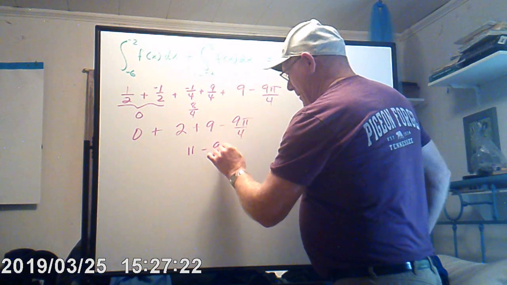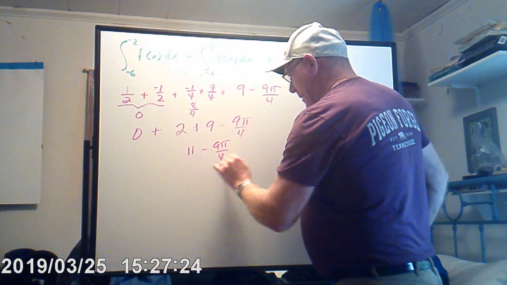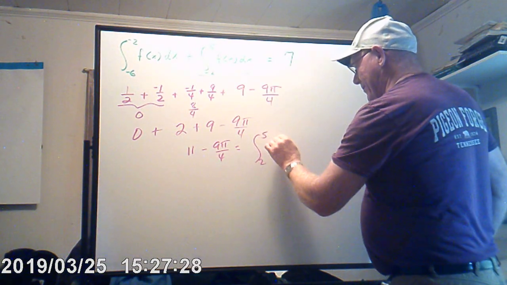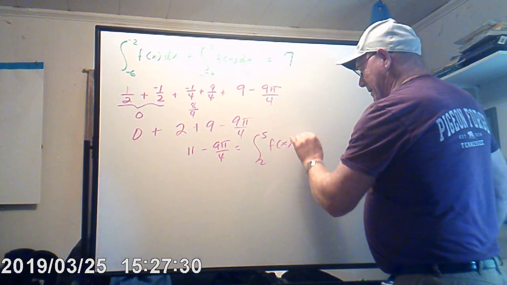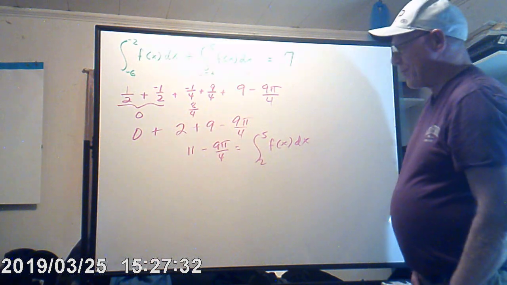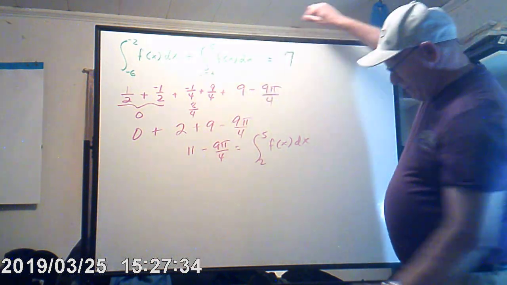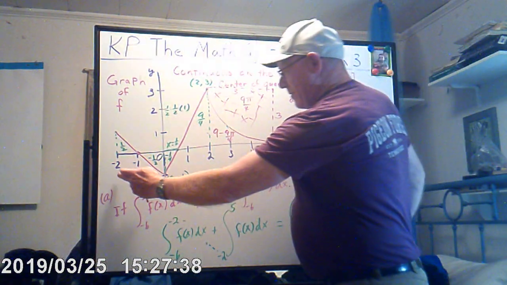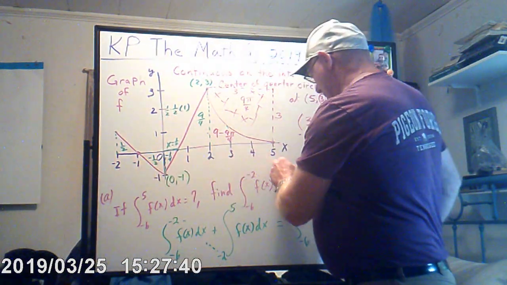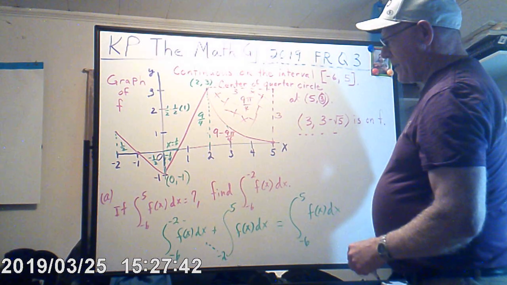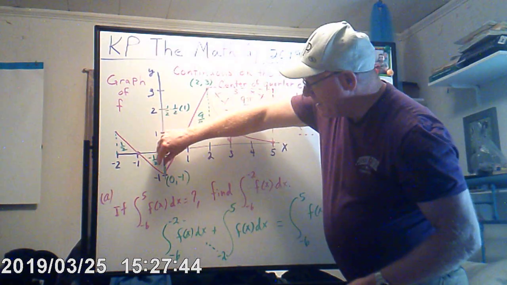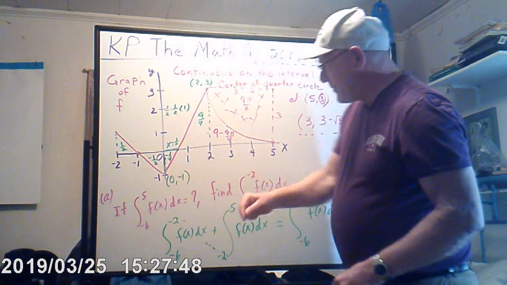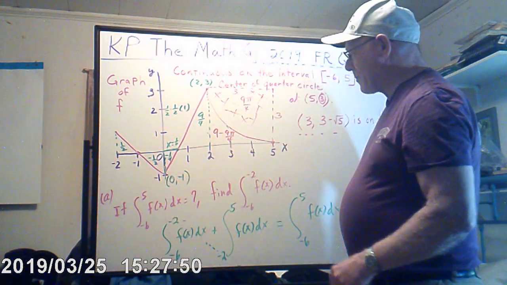So 11 minus 9 pi over 4 is equal to this part right here, the integral from 2 to 5 of alpha of x dx. That's what we found. We know that because if we look back again, we found it on this interval from -2 all the way to 5. You're looking at areas under curves. If it's below the x-axis, it's negative. Above the x-axis, it's positive.